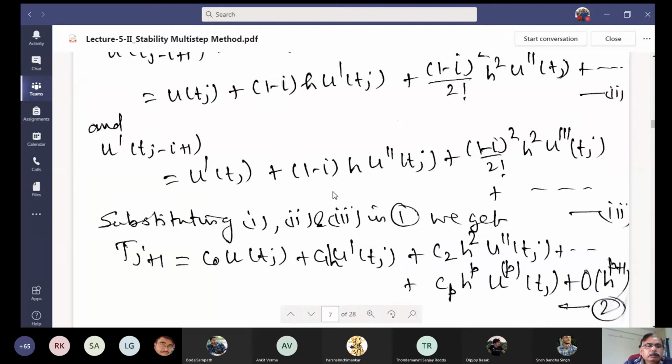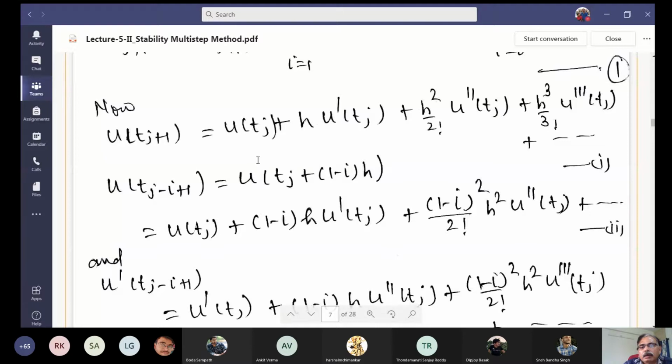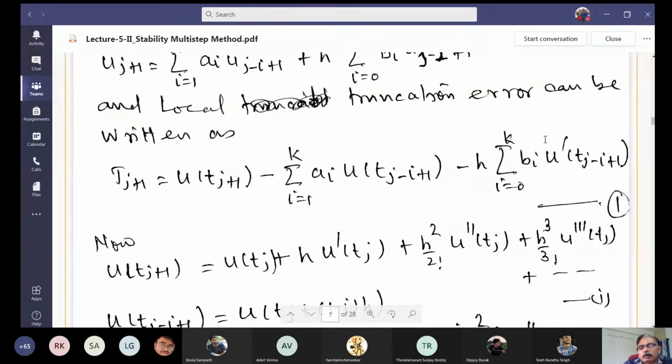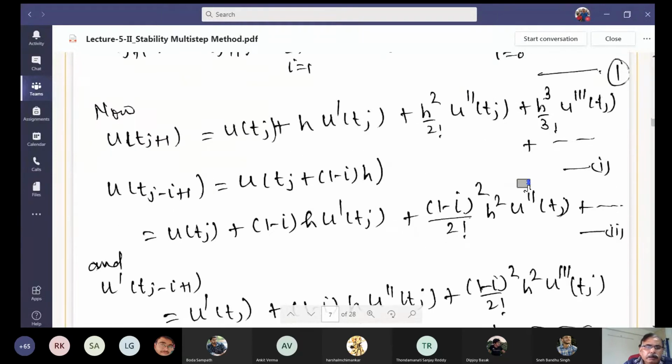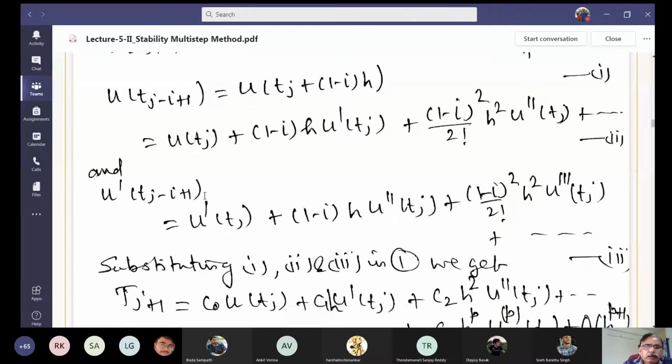Similarly, u prime(tj-i+1), which is with your slope part. So this again we write here. It will be u prime(tj) plus (1-i) h u double prime, because it is the expansion of u prime. So u prime, then u double prime, and then (1-i) square by 2 factorial h square u triple prime(tj). I think up to this everything is clear. Yes, sir. Okay, good.